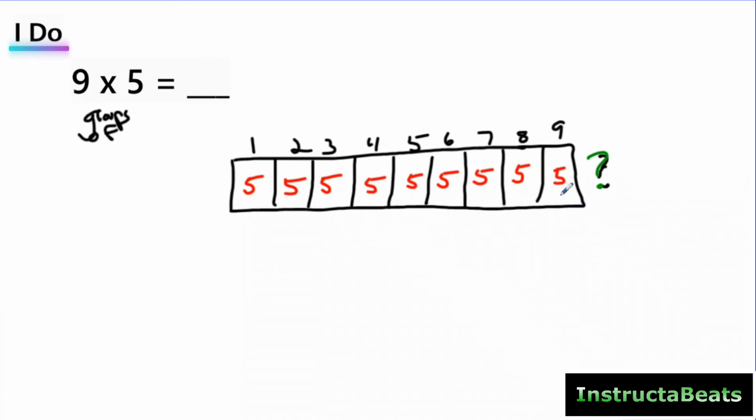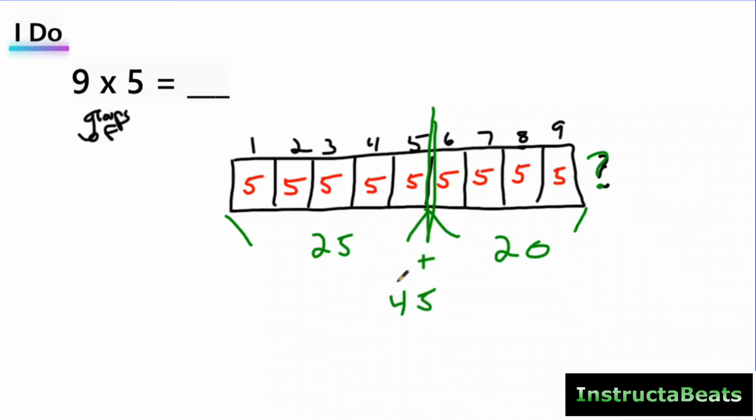If you don't know 9 times 5, or if you don't want to add that, we could split these into, I like to keep doing 5, so I could split this right here, right? And I could figure out, hey, 5 groups of 5 is 25. And then this part right here is 1, 2, 3, 4 groups of 5, and I know that's 20. And now I can add these together to get my total of 45.